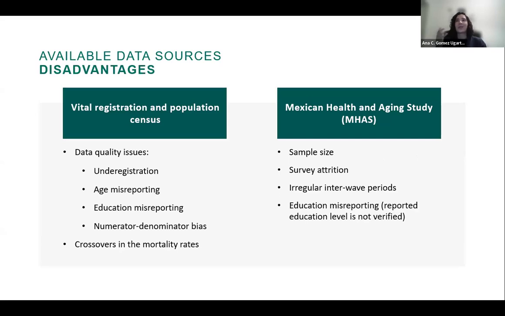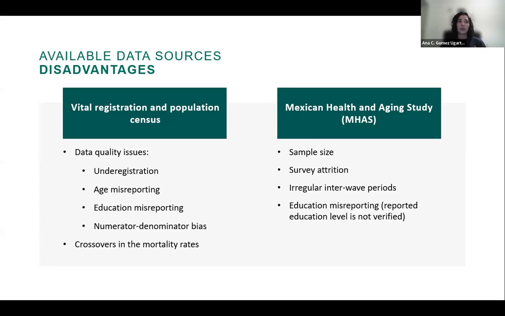What are the disadvantages, and thus why do we need to combine them? The vital registration and the population census have several data quality issues. There is under-registration: not all deaths are registered. We have age misreporting. On these first two issues, we have fairly good knowledge and we know how to correct them. But on top of that, because we want mortality by education, we have education misreporting. In the death certificates, when the death happens, someone else reports the education of the deceased. This might be a family member, but maybe not, and this person may or may not know the actual education level of the deceased. So we have some misreporting here.